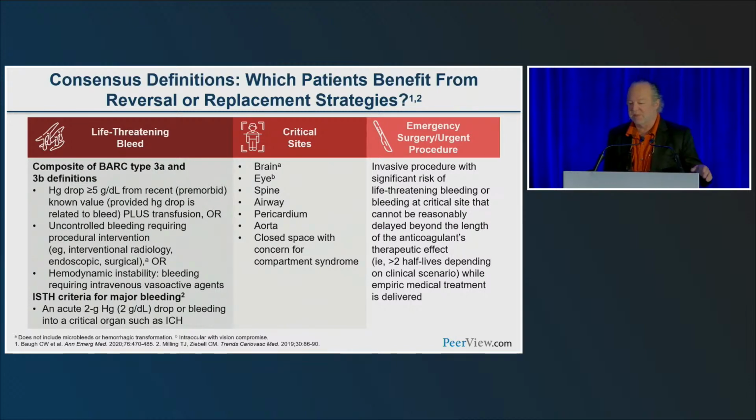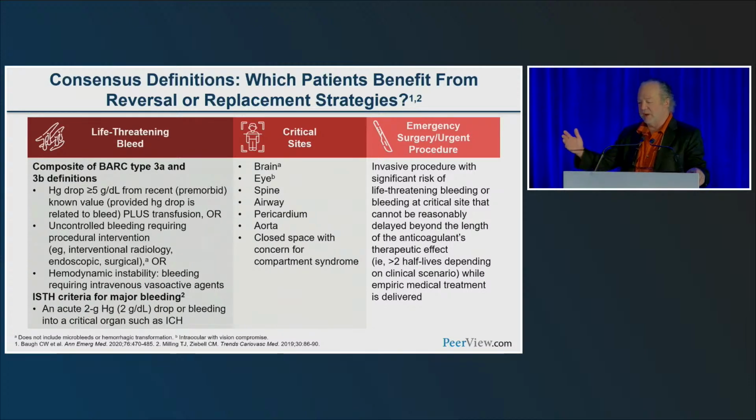ISTH is 2 grams. I have seen 2-gram drops, but those are people who spend a long time in the ER. Critical sites is a lot easier. These tend to be closed spaces where bleeding is going to kill the organ, and the brain is number one. So any site, my feeling on this, and I may be a little more vociferous than most people, but my feeling is if there is any blood in your head at all, you deserve a reversal. Because only one thing can happen, and that is it gets bigger. It's not going to get smaller, and if I don't reverse it, it'll be ugly.